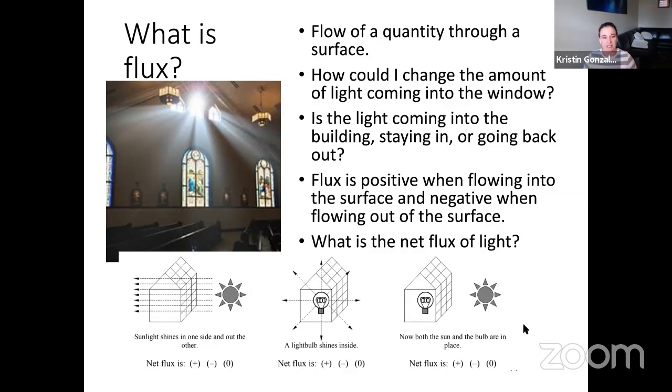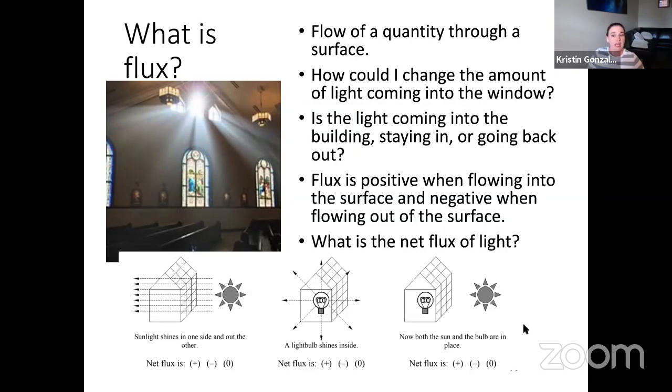If we look at the picture here, we can see this light streaming in, and you can see those light rays streaming in. And that amount of light that is flowing into this church is the flux of the light. And so we can change the amount of flux by changing those windows. So what could you do to change the amount of light? Let's say I want to increase that flux of the light coming through. What could we do?